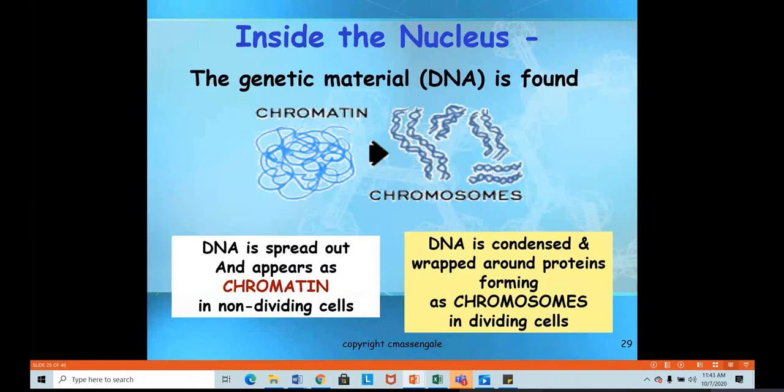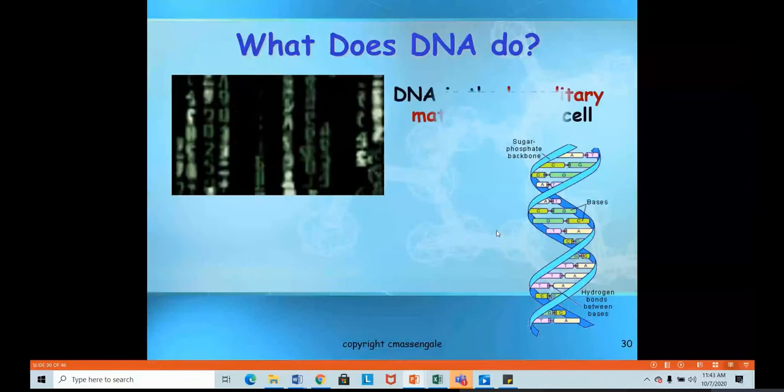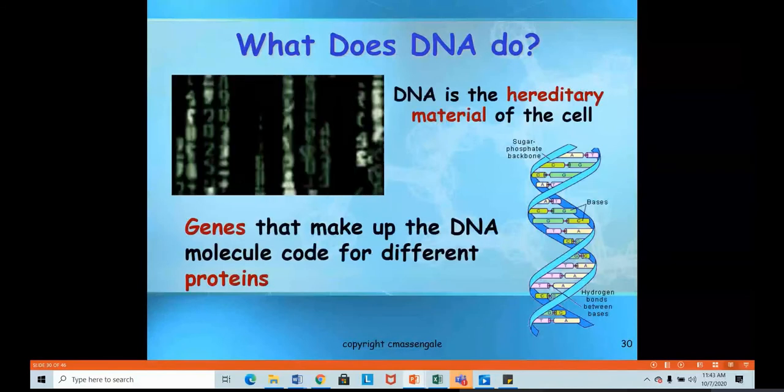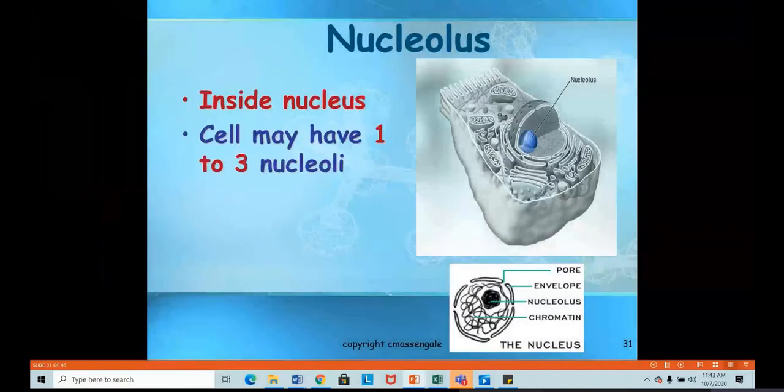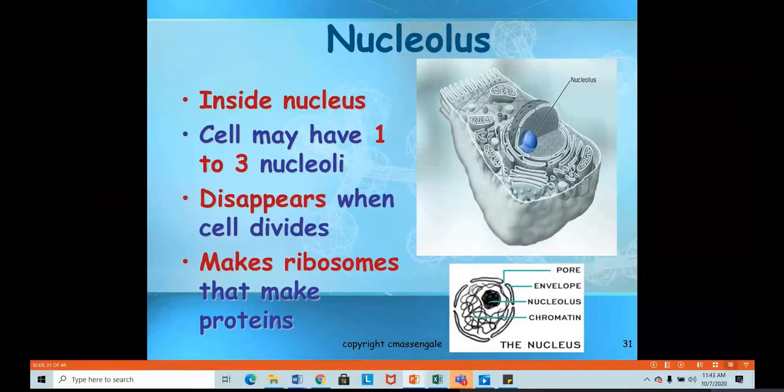It is present in the form of chromatin. It appears as chromatin in non-dividing cells, and it appears as chromosomes in dividing cells. We discussed this is the structure of the DNA, and the genes that make up the DNA molecule code for different proteins. And this is the nucleolus. The nucleolus is present inside the nucleus like this, and it disappears when the cell divides.